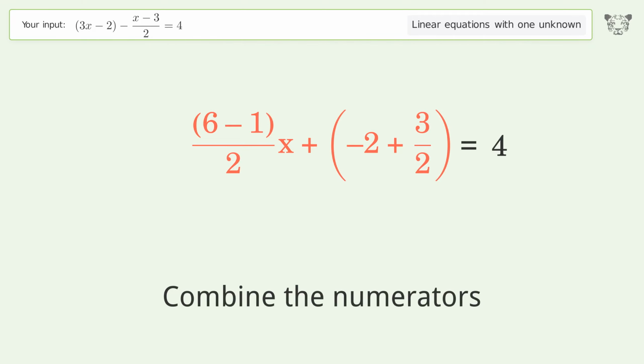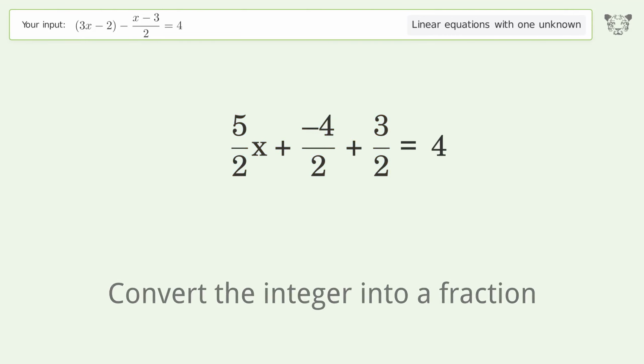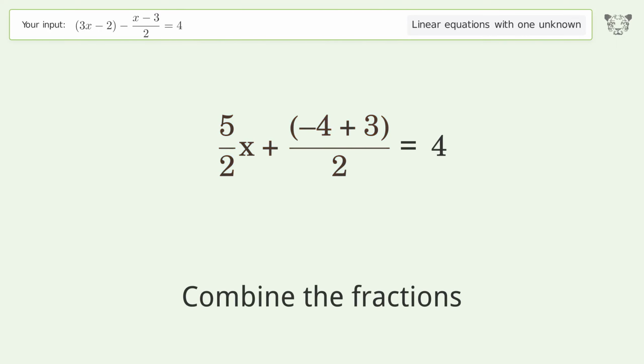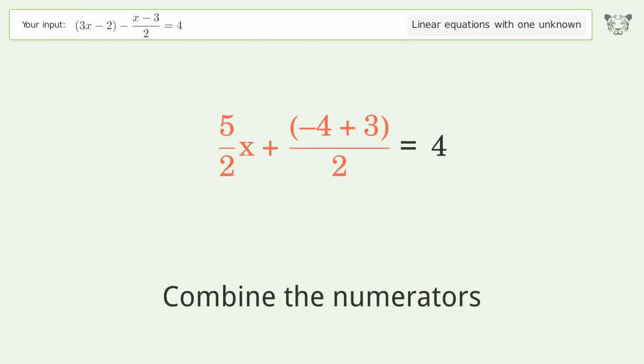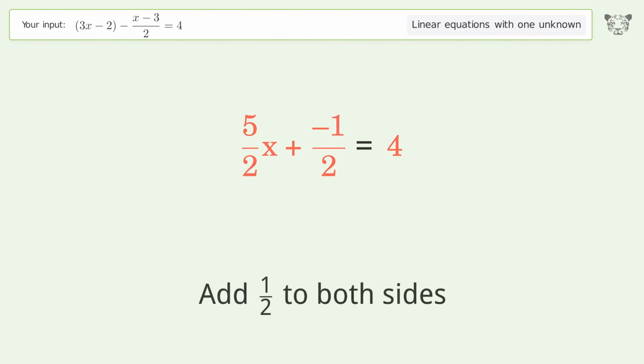Combine the numerators. Convert the integer into a fraction. Combine the fractions. Combine the numerators. Group all constants on the right side of the equation. Add 1/2 to both sides.